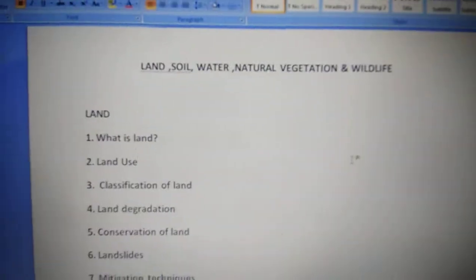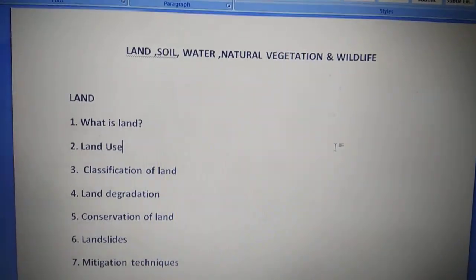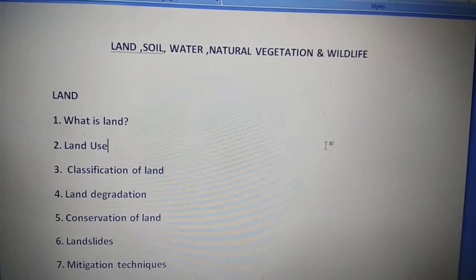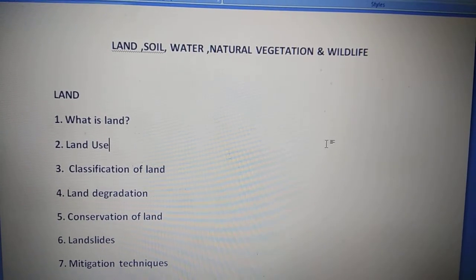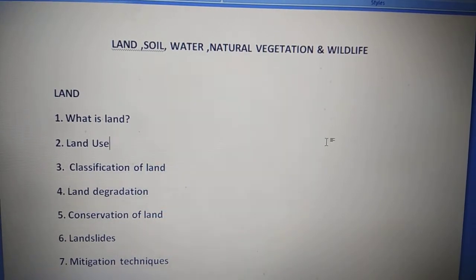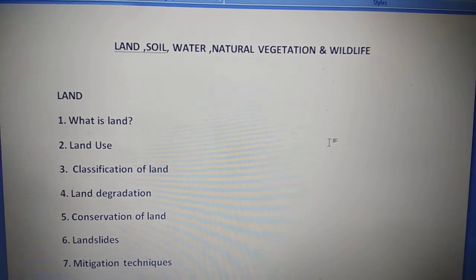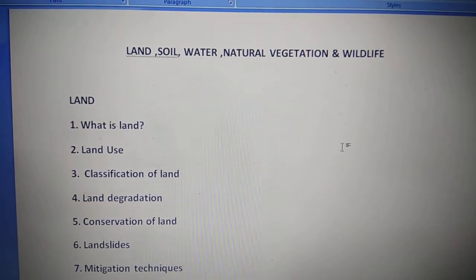Good morning, children. Today we will start with the second chapter of geography: land, soil, water, natural vegetation, and wildlife. All these are very important resources, and we will take up each one separately. Today we will learn about land.